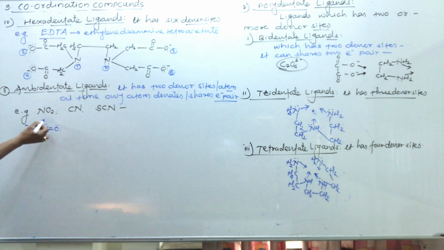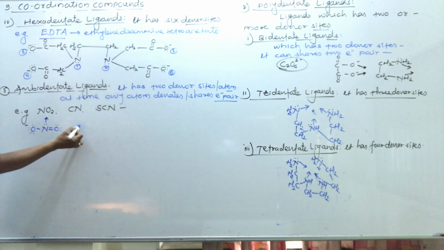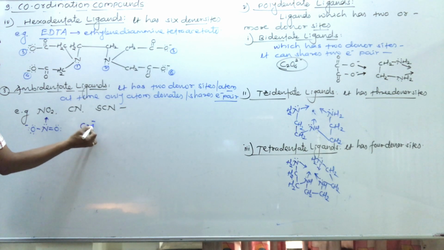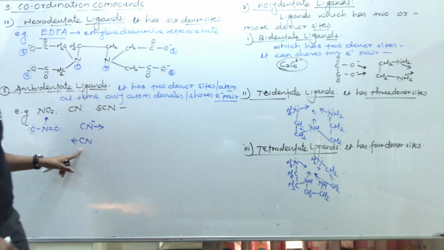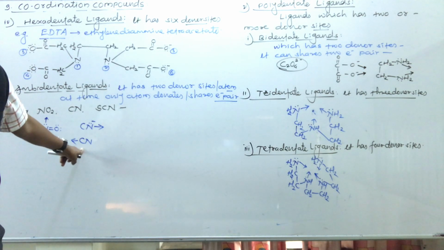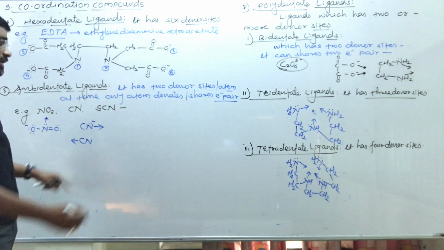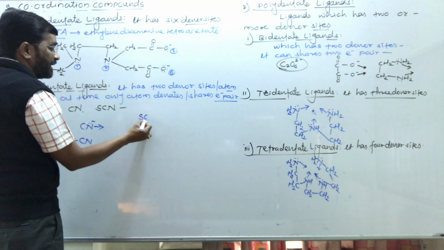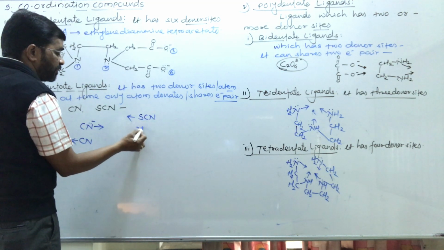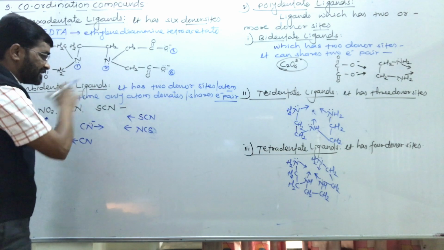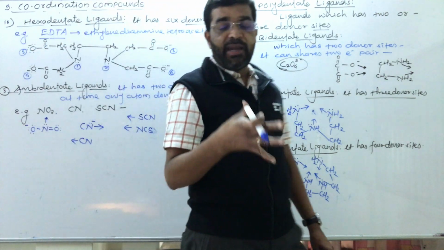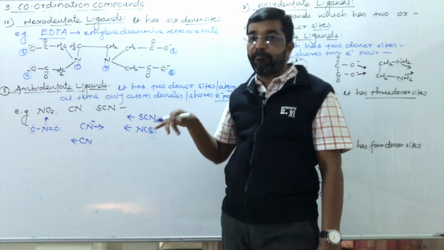So here it can attach from this side, or the second time it can attach from this side. Then cyanide can attach from the nitrogen side, lone pair. But sometimes it can attach from the carbon side also. In SCN also it can attach from the sulfur side, or sometimes from the nitrogen side. So these ligands are known as ambidentate ligands.